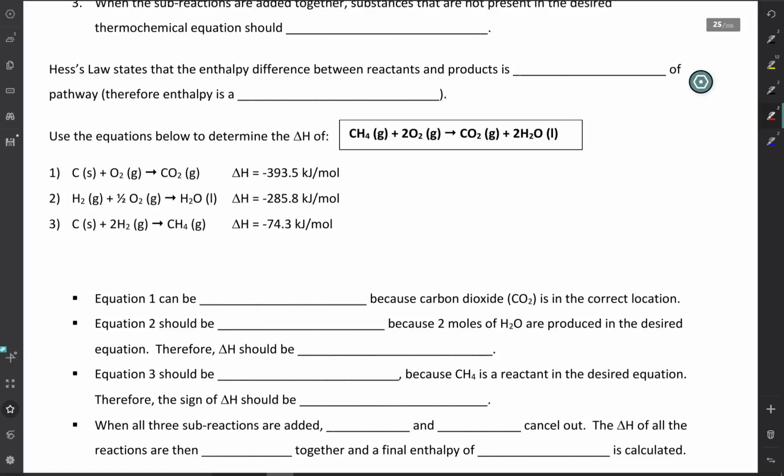It dawned on me that it would probably be easier to walk through this problem in your workbook than just on my PowerPoint, so I switched over to the workbook. Okay, so here's what we need to do.